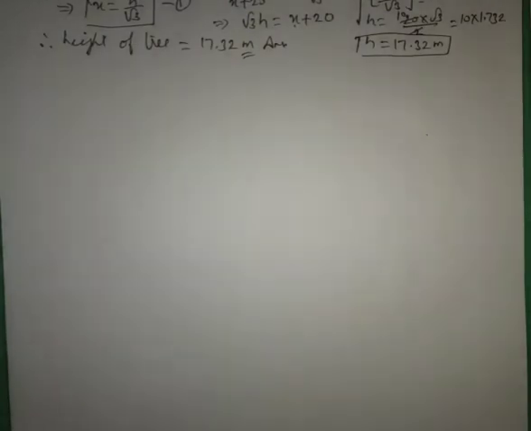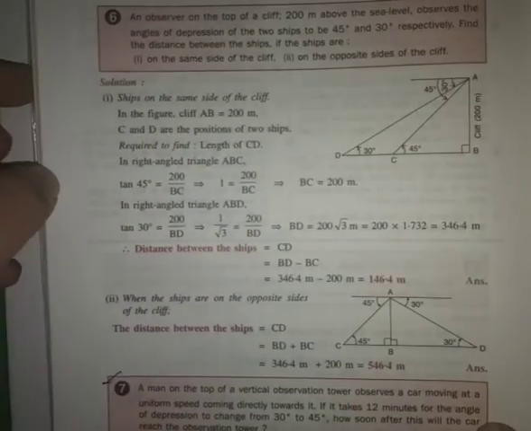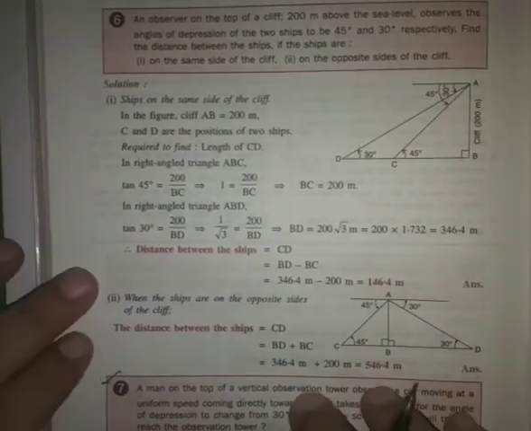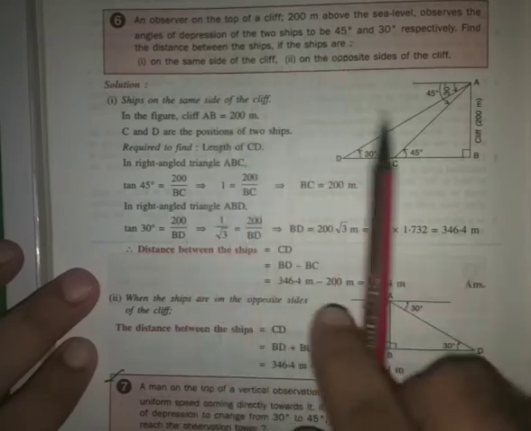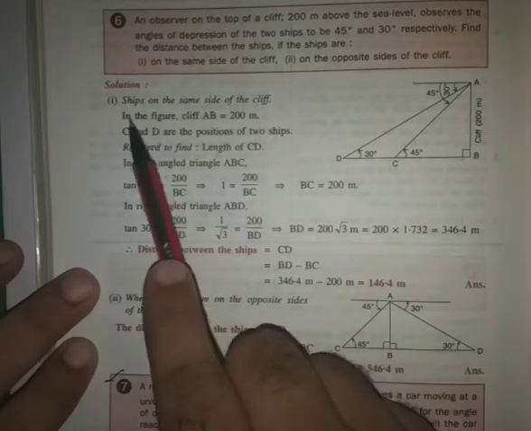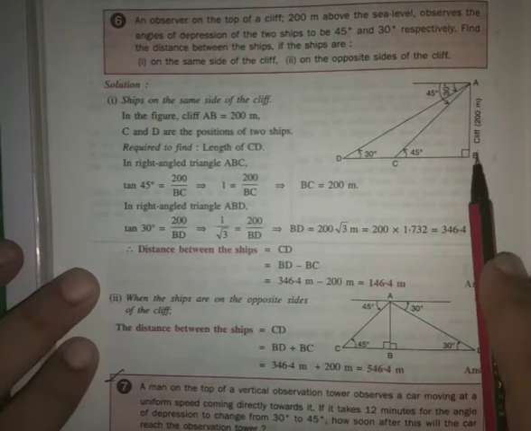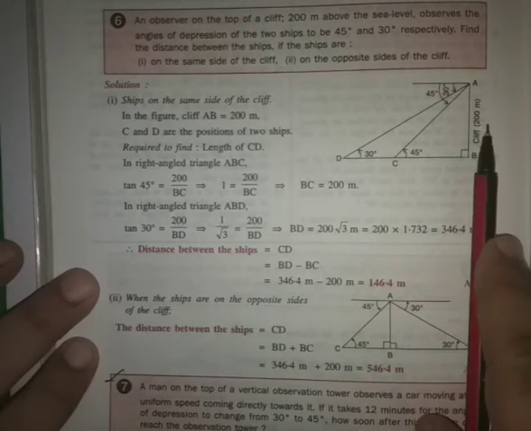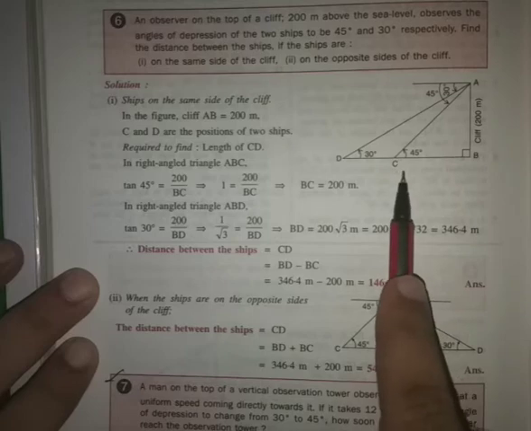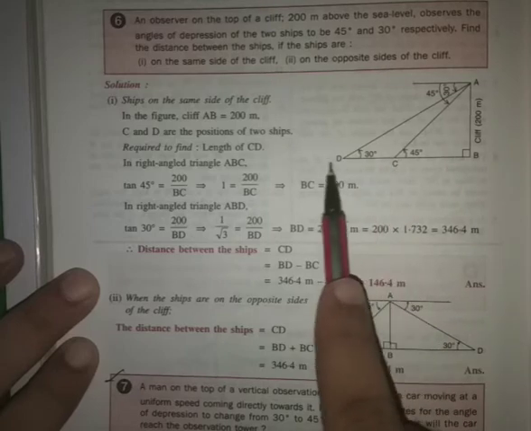Before moving on to the solution, I will show you one example that is already based on this and already solved also. So I'm moving on to example number 6 for the explanation of that. This is also a similar type of question. Here the first part is solved when the ships are on the same side of the cliff. So here the height of the cliff is given as 200 meters and the positions of the ships are given as C and D.